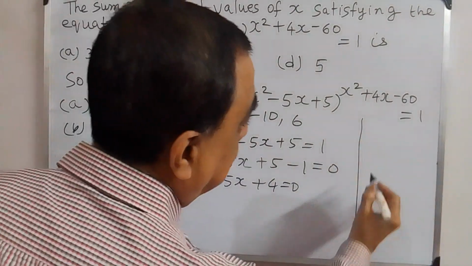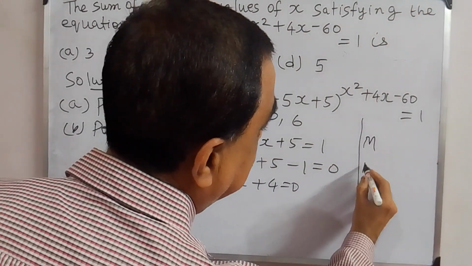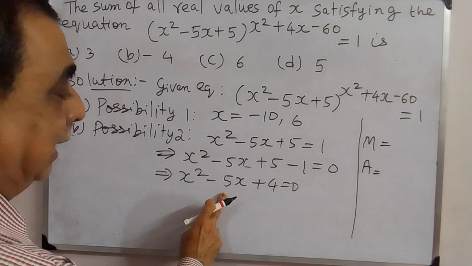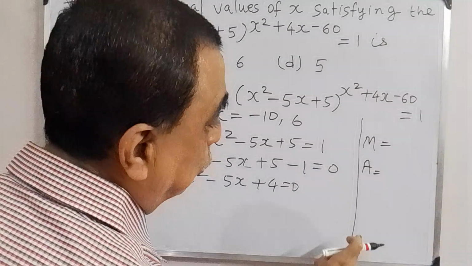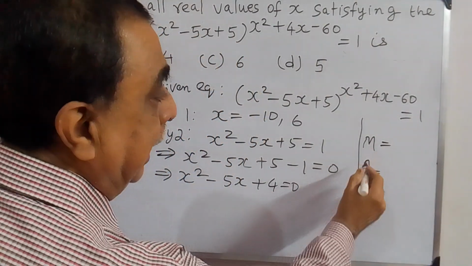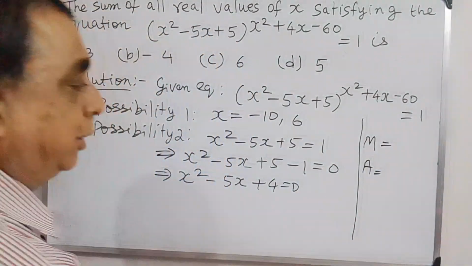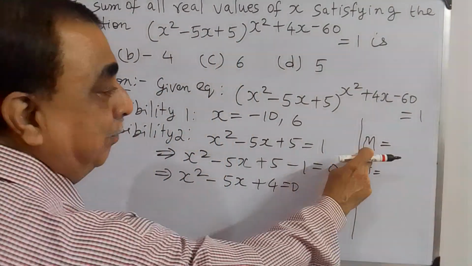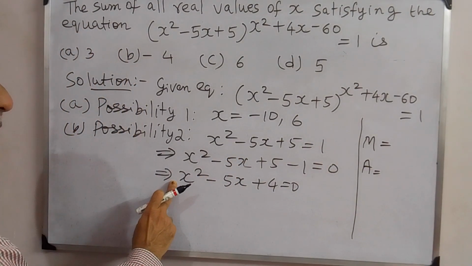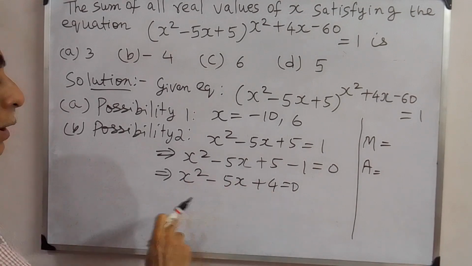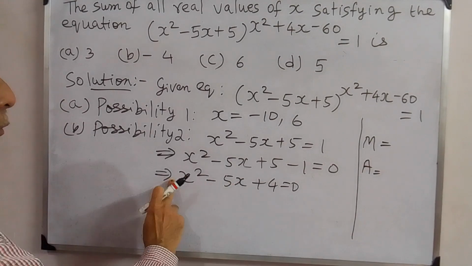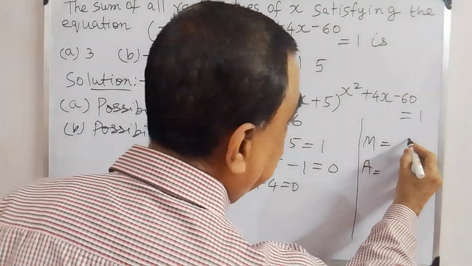Now we will solve this quadratic equation and get the values of x. So here we do a rough column. We will break the middle term into two terms, and for finding those two terms we have to do some rough work here. Here we write M and A. M stands for multiplication, A stands for addition. For M we will write the coefficient of x squared and the constant term multiplied together. The coefficient of x squared is 1 and the constant term is plus 4. So 1 into plus 4 is plus 4.